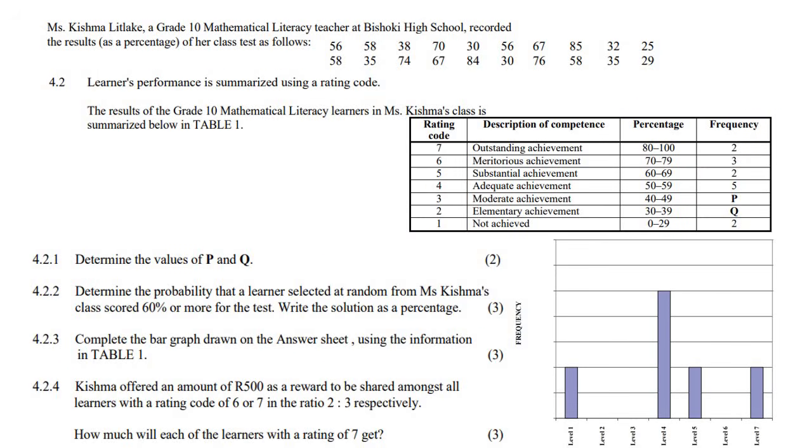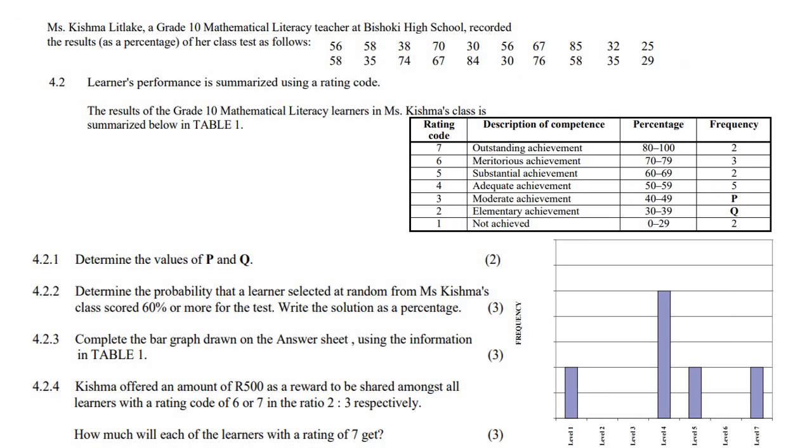Now the questions carry on. It says learners' performance is summarized using a rating code. The results of the grade 10 Maths Lit is summarized below in table 1. Okay, so here's the table. I've got it written up here. Now it says determine the values of P and Q.